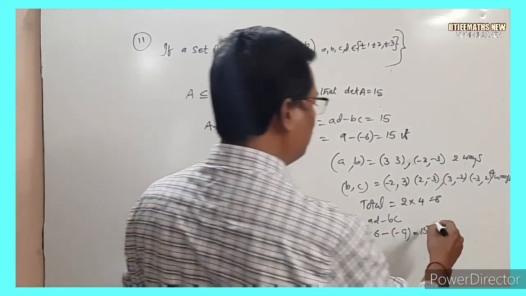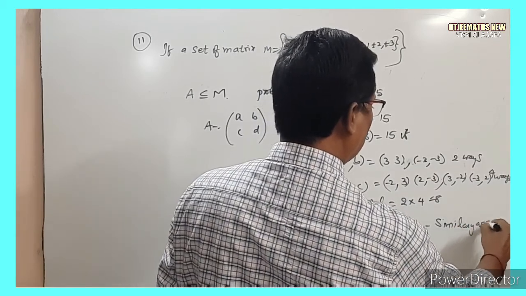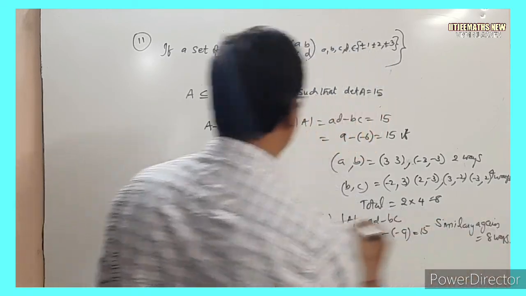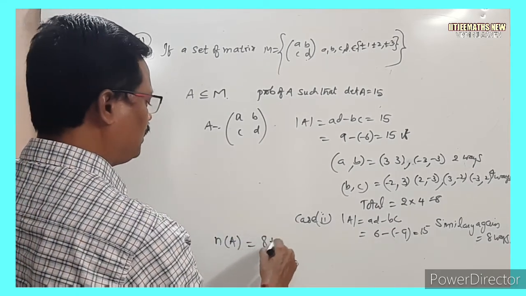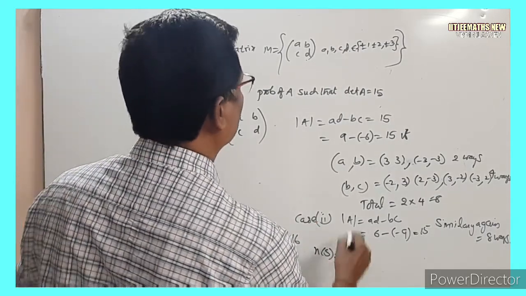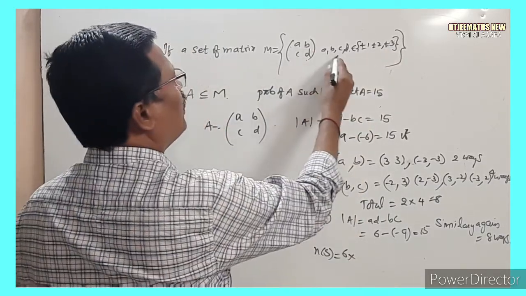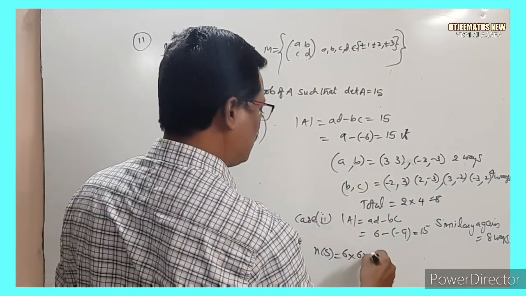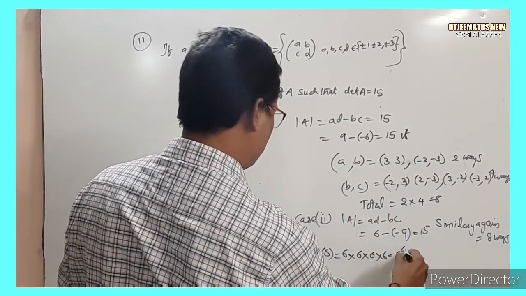Then similarly again, how many ways? 8 ways. Therefore, total number of such matrices, n of A is equal to 8 plus 8, 16. Now find out n of S. A may be any one of the 6 elements, 6 ways, and B may be any one of the 6 elements, 6 ways, and C may be any one of the 6 elements, 6 ways, D may be any one of the 6 elements, 6 ways, 6 power 4.